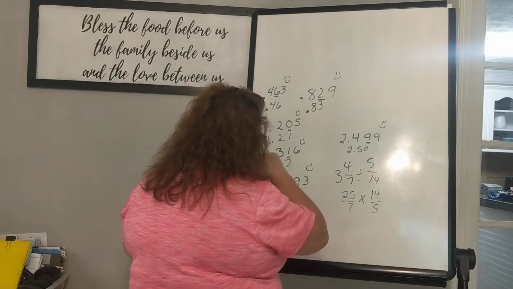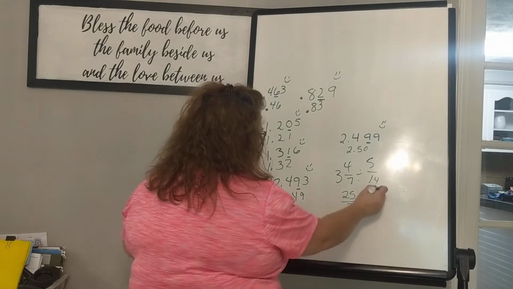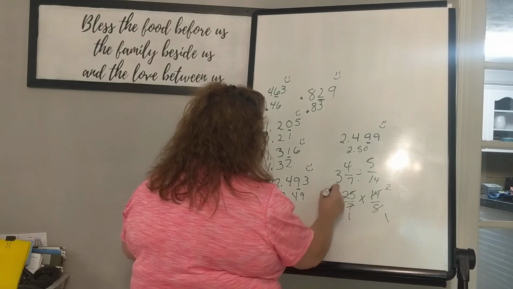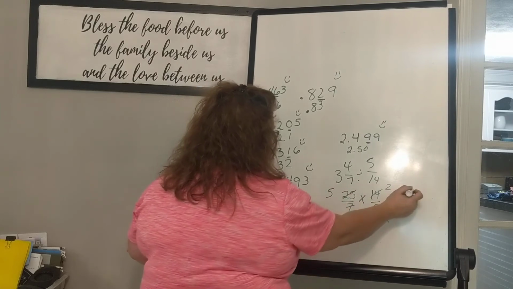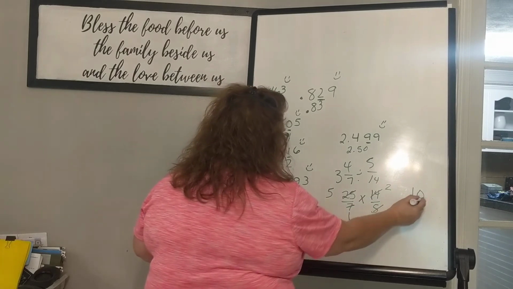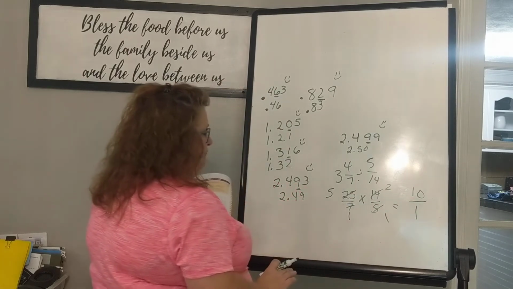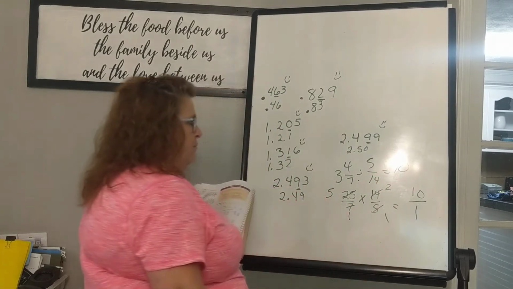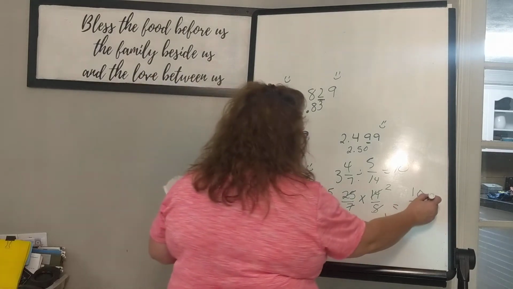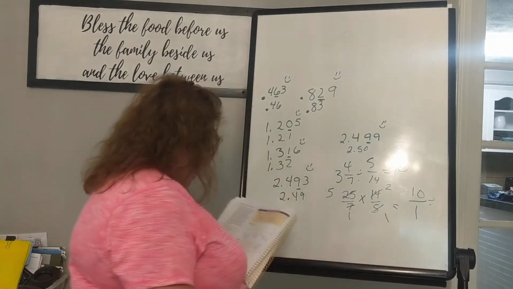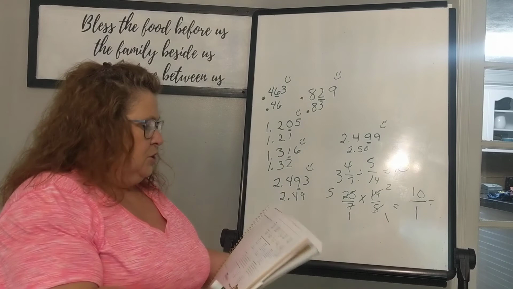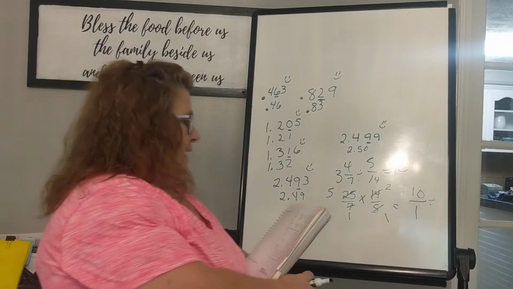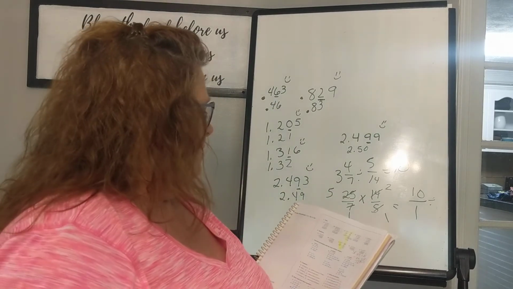So now we're ready to cancel out. 7 will go into 7 one time, into 14 two times. 5 will go into 5 one time, into 25 five times. 5 times 2 is 10, and 1 times 1 is 1. So 3 4/7 divided by 5/14 equals 10 over 1, which is an improper fraction. 10 divided by 1 is 10, okay? Turn your papers to the back side, to page 280.